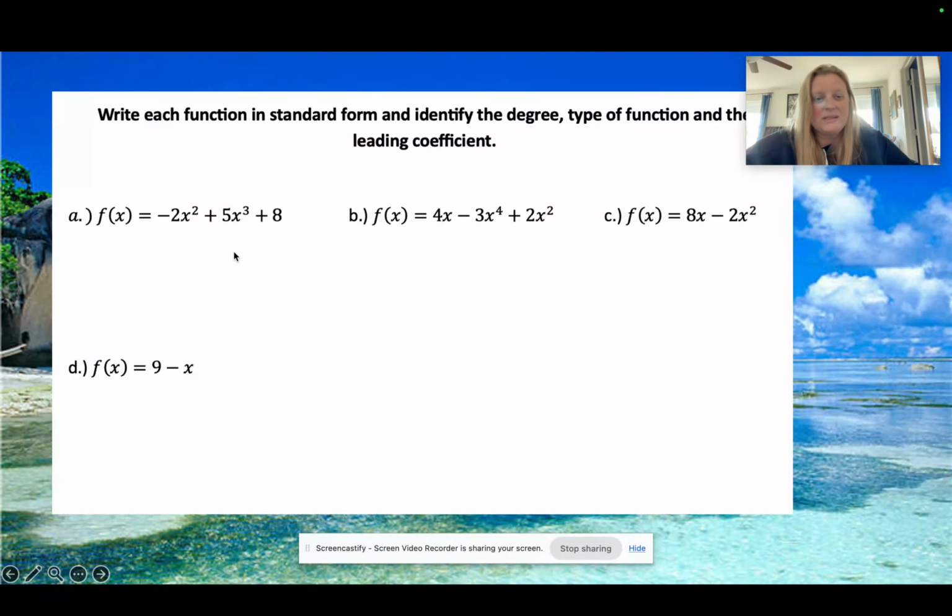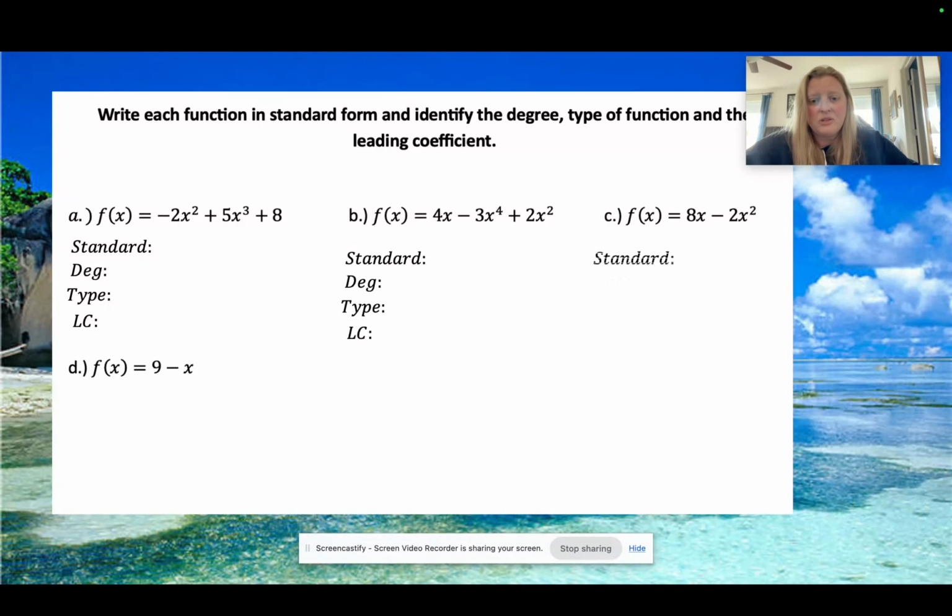So I'd like to do one example with you, and then I think you could actually try the other 3 on your own. But we're going to take each polynomial and we're going to put it in standard form. We're going to identify the degree, the type, and then the leading coefficient. So I think it's a good idea when you're asked to give a lot of information if you just make a list. There's your standard form, your degree, your type, and your leading coefficient.